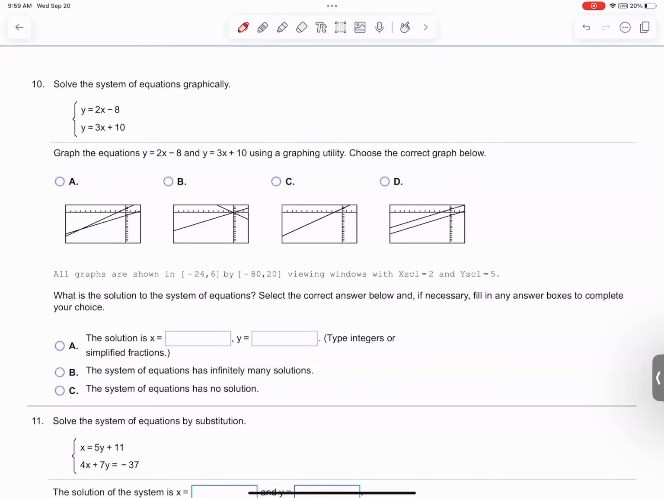So I'm going to graph both of those lines. So I'm going to graph Y equals 2x minus 8, and I'm going to graph 3x plus 10. I think it's negative 18. Let's see. And then I'm going to zoom standard.